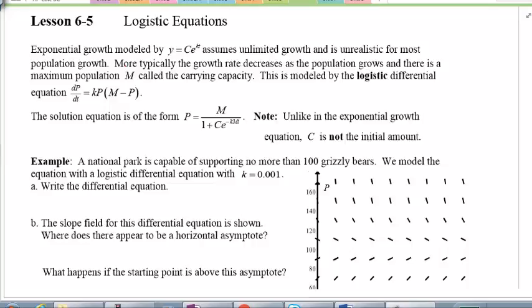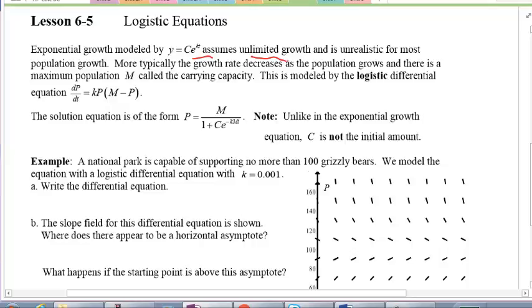6.5 is where you're at. We're going to take a look at this topic called logistic equations. You've seen exponential equations before in chapter, I guess, 5? Yeah. But now I want to show you that most of the time exponential growth assumes unlimited growth, and that's pretty unrealistic, right? Most populations, they don't grow forever.